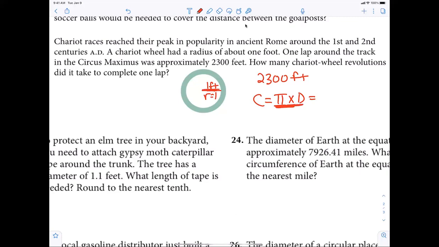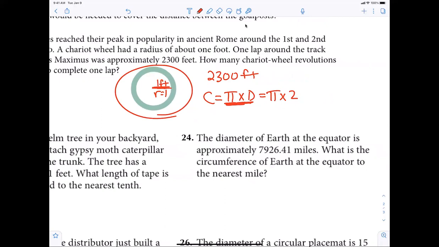What's the diameter of this circle? That's the radius. 2. Pi times what? 2. So do that on your calculator. Feet. So now how many times is the wheel going to turn if it has to travel 2,300 feet?